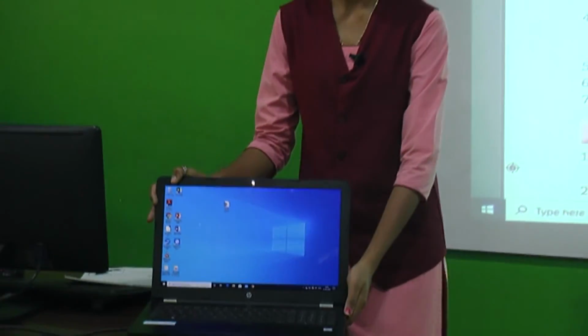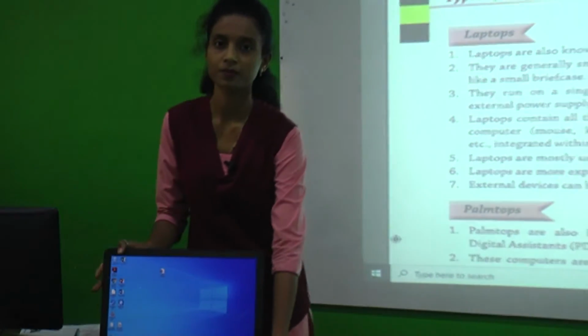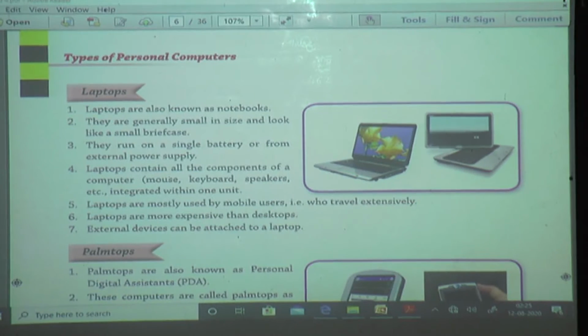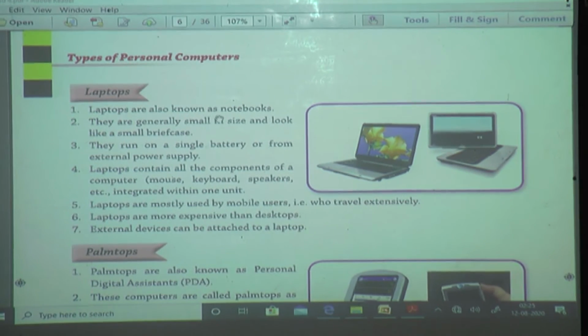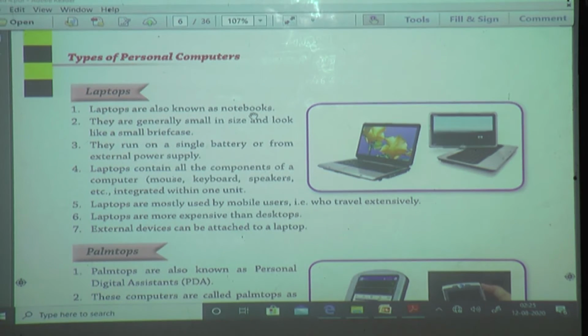Now we will see details about the laptop. Laptops are also known as notebooks, right? A laptop is also known as a notebook because the size of this laptop is like our notebook. They are generally small in size and look like a small briefcase.